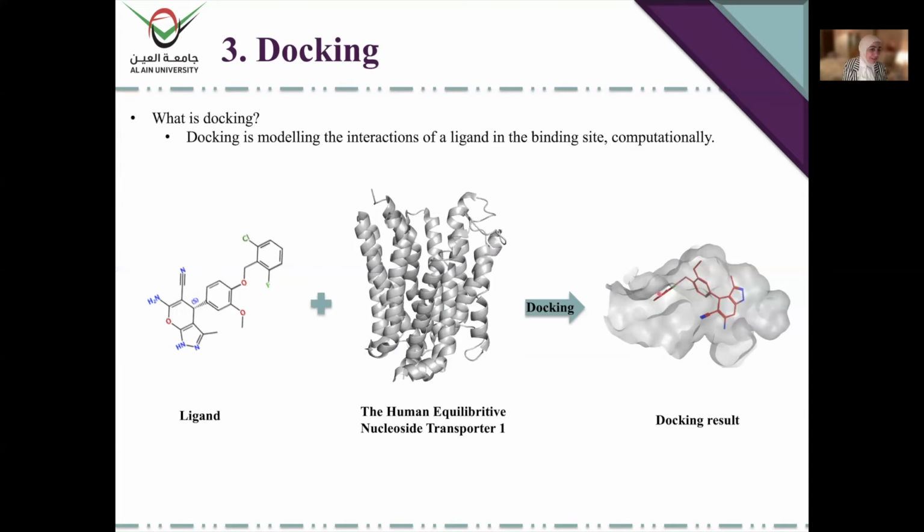Next, and by this, we finally reached our most important step in our workflow, which is docking. Docking is basically placing the ligand inside the pocket of the transporter and modeling their interactions using the computer, as it is demonstrated here. Now, we docked our filtered drug-like compounds or data set into the defined hENT1 active site.